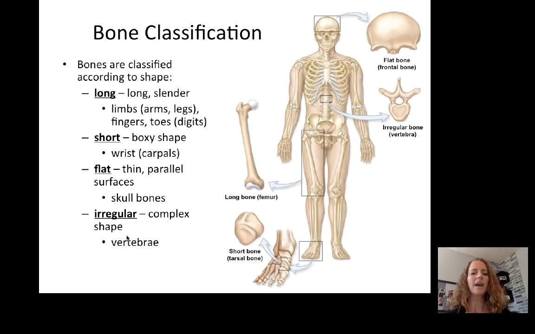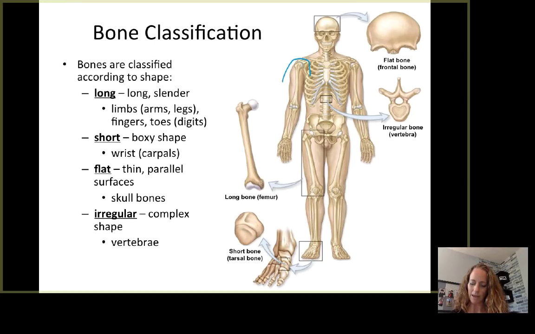There are many different types of bones which can be classified according to their shape. Primarily, we're going to talk about the long bones, and that is the bones that make up the limbs. So the arms, the legs, and then there are also the tiny long bones that are found in the fingers and the toes. Those will be in the digits.